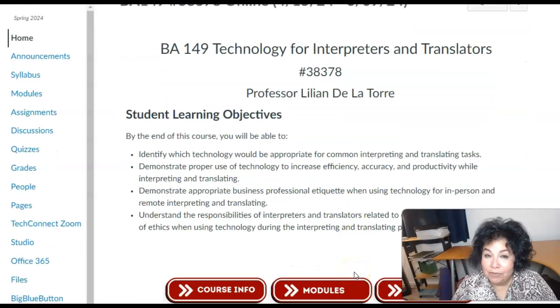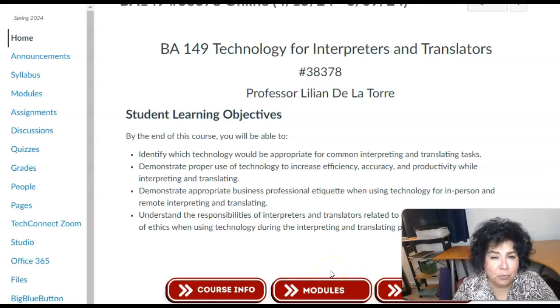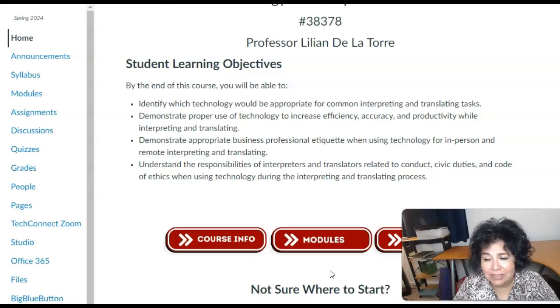So by the end of this course, this is the objective for you: to identify what technology would be appropriate for common interpreting and translating tasks. You're going to hear me in this class use the words interpreters and translators interchangeably, but there is some difference when we're talking about written translations. Those are just translations, and interpreting is when we interpret orally. But in many situations worldwide, they use them interchangeably. For this course, I'm going to use them interchangeably. For my other classes, I would not, just because we're dealing with technology in this particular class.